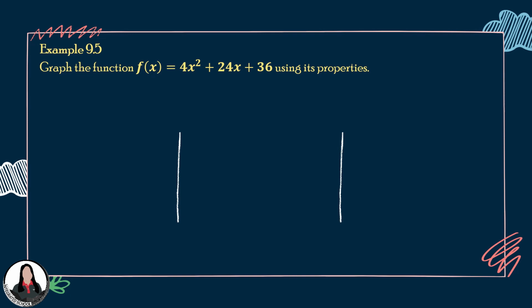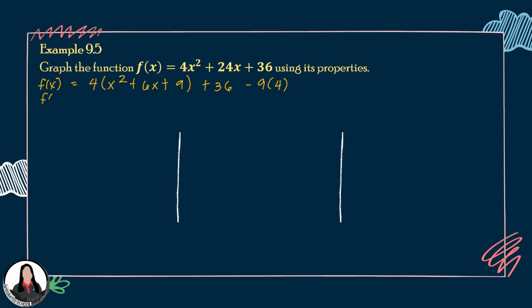Okay, so given dito is a quadratic function in standard form. So, let us first get the vertex. At pwede nyo i-obtain ang vertex through completing the square or using the vertex formula. Pwedeng gamitin yung vertex formula, pero for me, I prefer completing the square kasi mas mabilis siyang gamitin. Okay, so we have f of x equals 4 times x squared plus 6x plus 9, okay, and then plus 36 minus 9 times 4.